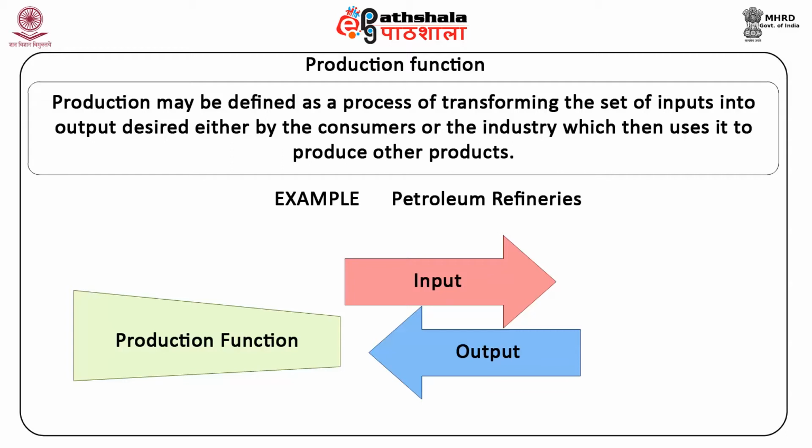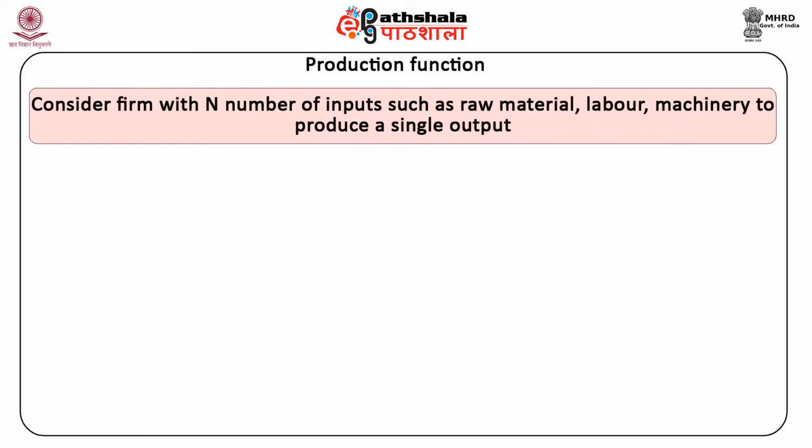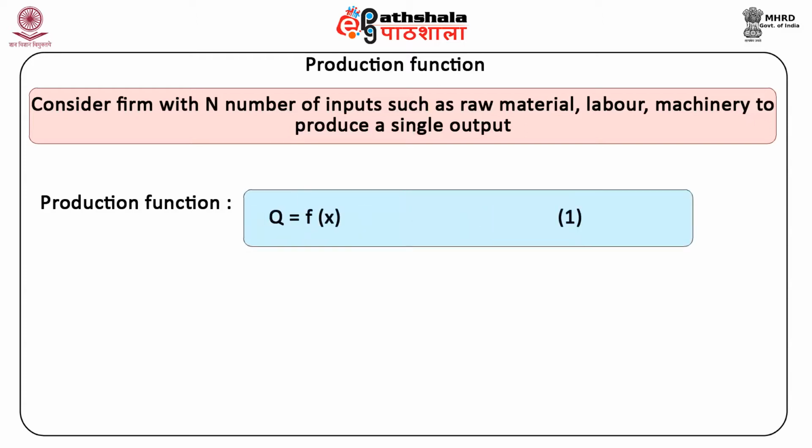This gives the firm opportunity to make a choice of the most efficient combination of factors as per its requirement. To understand the concept of production function, we begin with a single input production function and then shift our focus to multiple inputs. If we consider a firm that uses n number of inputs, such as raw material, labor, machinery, to produce a single output, the following production function can be used to express the technological possibility available to the firm. Q = F(X).